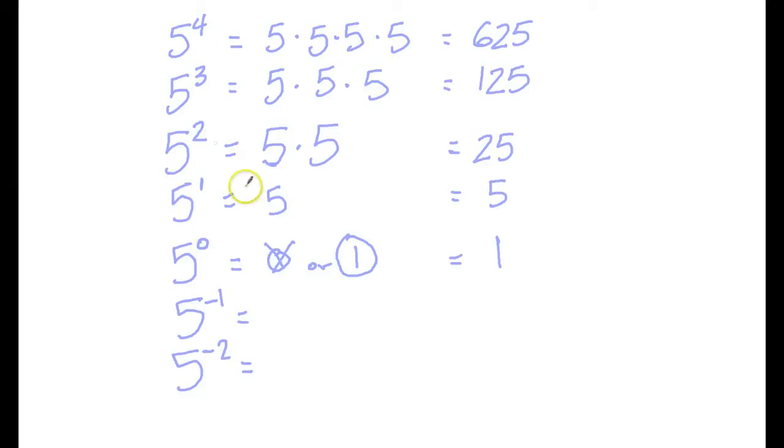So the next thing I want you to do is pause the video and talk to your partners about what you think is going to happen here. What's going to happen when we have 5 to the negative 1 power and 5 to the negative 2 power? Go ahead and pause the video and do that now.